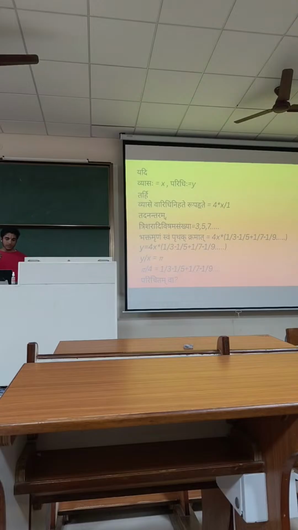So suppose Vyasa is x, your diameter, and Paridhi, circumference, is y. Then y is stated to be equal to 4x times (1 by 3 minus 1 by 5 plus 1 by 7 minus 1 by 9 and so on). And by definition y by x is pi. And you have pi by 4 is 1 by 3 minus 1 by 5 plus 1 by 7 minus 1 by 9 and so on. So for those of us who recall, this used to be the Fourier series of the step function.